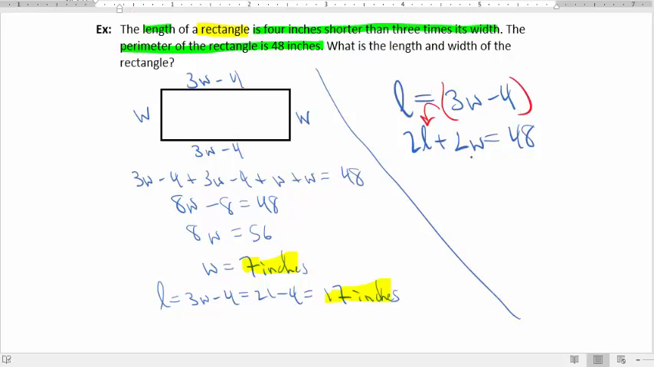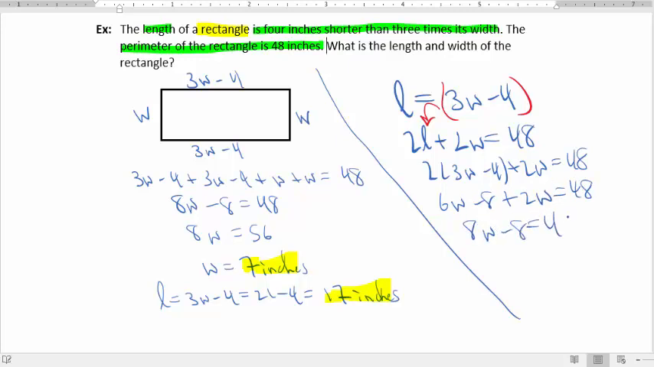And then what would happen is you'd end up getting the same equation that we got on the left, right? 6W minus 8 plus 2W equals 48. And then when we add these up, we get 8W minus 8 equals 48, which then matches what we had there. So whether you do it just with a picture or the more formal algebraic method of setting up a system of equations, you get the same value. The width is 7 inches, the length is 17 inches.